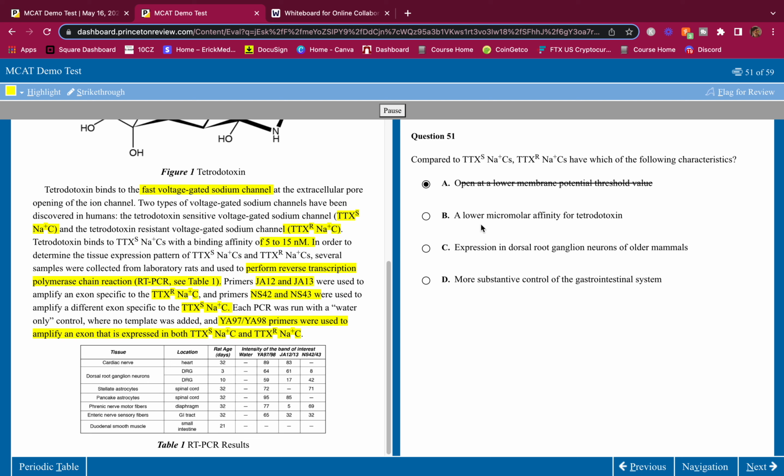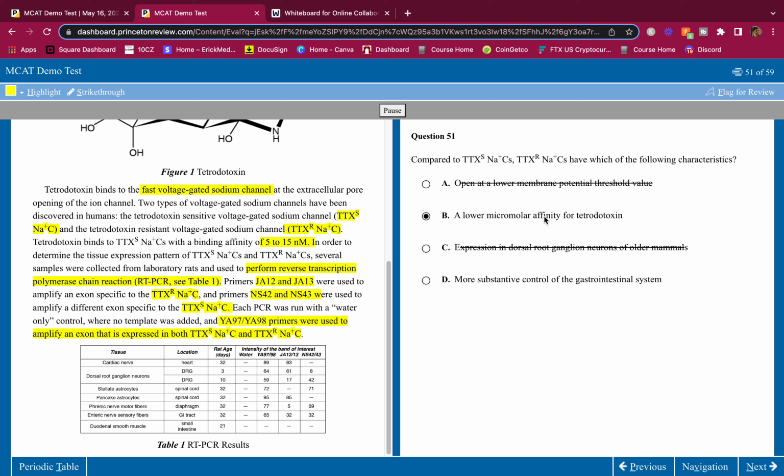B, a lower micromolar affinity for tetrodotoxin. Yeah, because the S was 5 to 15. It's very sensitive. It's going to be binding it with higher affinity than the R, the resistant. All right, B makes sense. Expression in dorsal root ganglion neurons of older mammals. Okay, let's check. Here is DRG, older. No, in older DRG, we have more sensitive than resistant here. Therefore, this one is wrong.